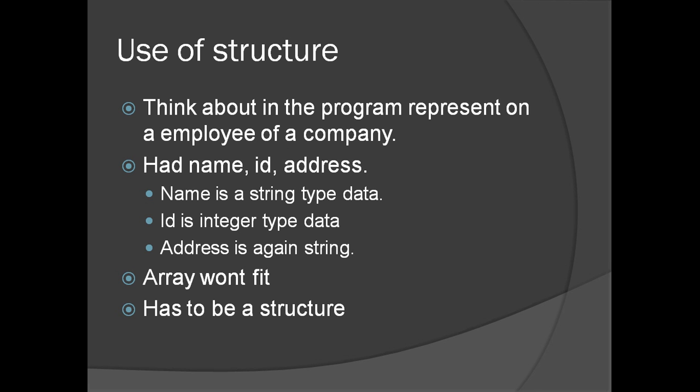Think about representing an employee of a company in a program. He has a name, ID, and address. Name is a character array, which we call a string. ID is an integer type of data. Address is again a string. To club all those things together, an array won't be enough, so we have to use a structure in this case.